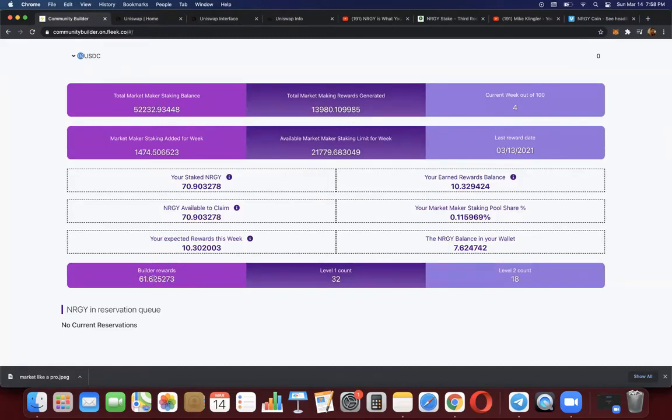And look at their 100-week plan for how they're rolling this out. And look at the economics. I'll give you one example. Right here, it says available market maker staking limit for the week. So only 21,779 NRGY can be staked this week where people earn the yields.